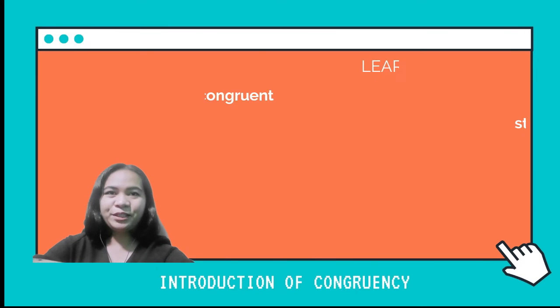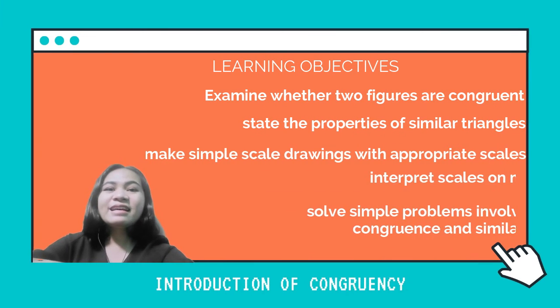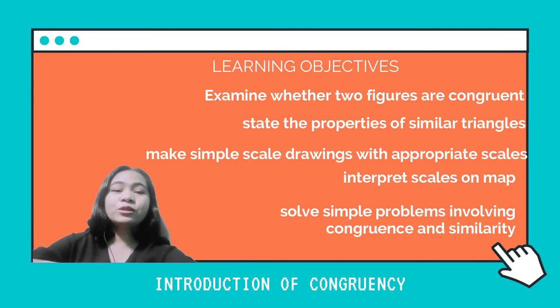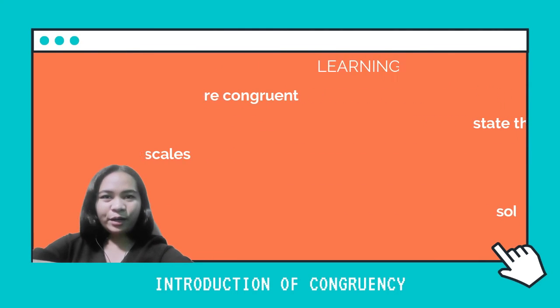At the end of this chapter, you should be able to examine whether two figures are congruent or similar, state the properties of similar triangles and polygons, make simple scale drawings with the appropriate scales, interpret scales on a map, and also solve simple problems involving congruence and similarity. But for today's session, we will focus only on learning objective number 1.